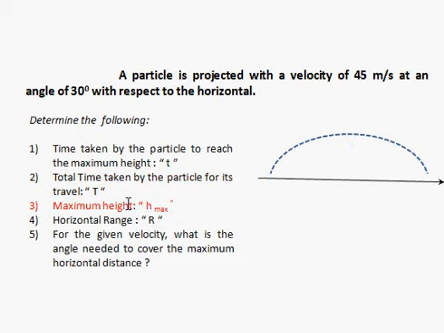Now the third one is maximum height. That is, in the y coordinate system, the maximum height reached by the particle. Next, the fourth one is the horizontal range. That is, the horizontal distance covered by the particle. And the fifth question, let us see during the solution procedure. Right now we will skip that question.